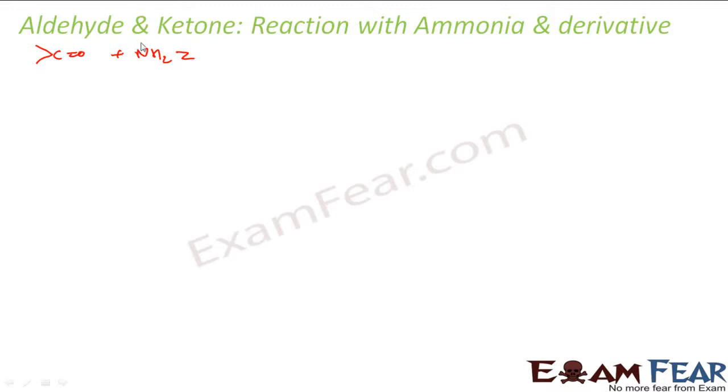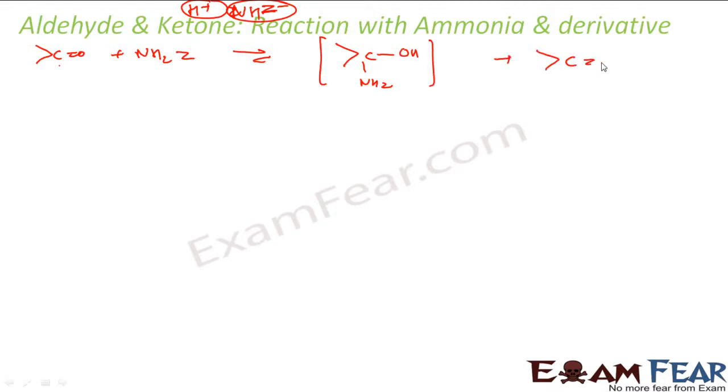Right? And NH2Z, if you see, is nothing but H plus and NHZ minus. That is how it's broken. So this reacts, and what happens is this NHZ minus will attack this carbon, so it becomes NHZ, and here O minus reacts with H plus, you get OH. This is the typical reaction mechanism, and this is a little unstable, and you get C double bond NZ. Water comes out. This is the typical reaction mechanism.